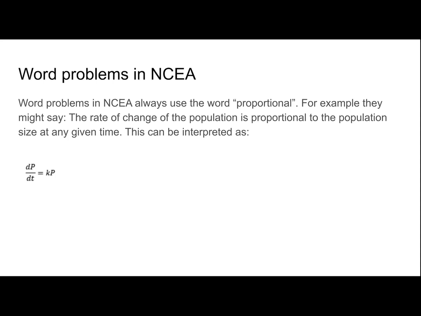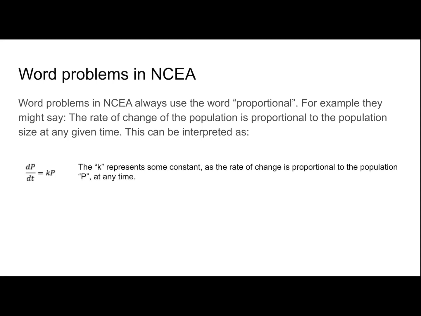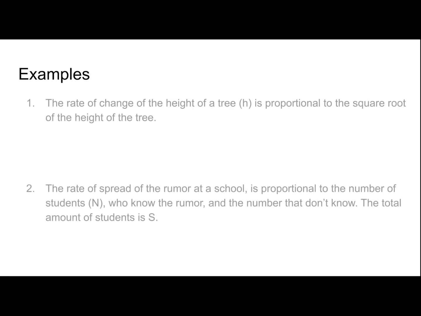Because when we say proportional, the proportion refers to some constant times, for example, that population. So for example, dP over dt equals Kp. It's proportional because we have a K times the P. So in this case, K represents some constant as the rate of change is proportional to a population P at any time. Alright, so here's some examples.